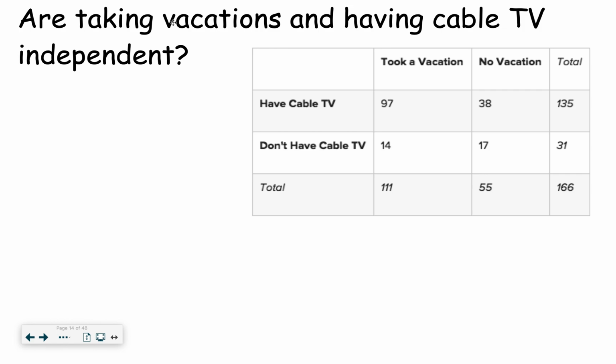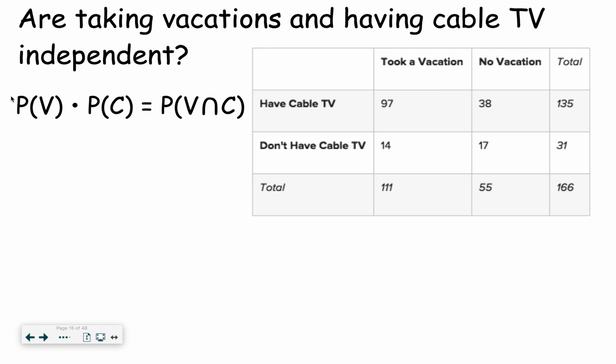Okay, so are taking vacations and having cable TV independent? Taking vacation, having cable TV, we're really only focused on that. So I don't really care about the people that don't have cable or don't take vacations, right? If you revisit your independence formula, we want to show that the probability of taking a vacation times the probability of having cable television is the same as the probability of taking a vacation and having cable TV.